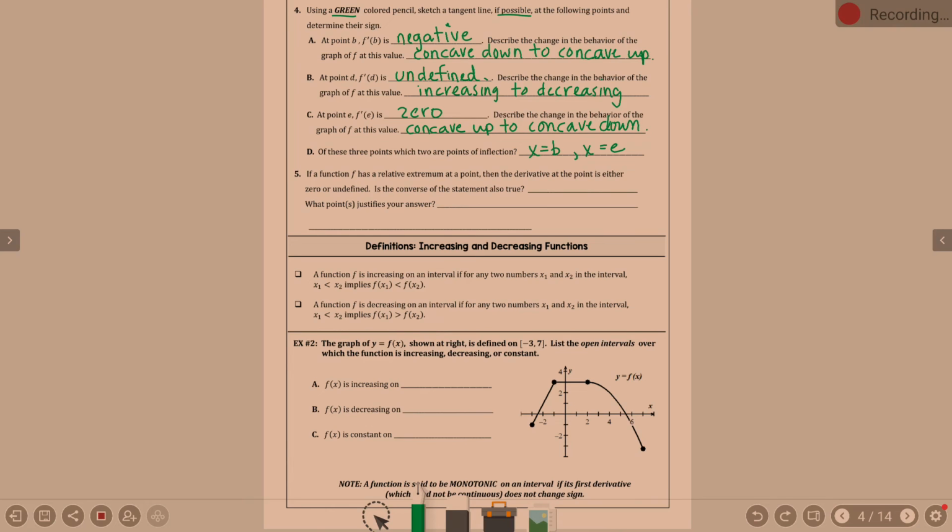First of all, do you remember what converse is? You switch the if and thens, right? So the converse is going to say, if the derivative at the point is either 0 or undefined, then there is a min or max at that point. Is the converse true? No. And what point here justifies that?